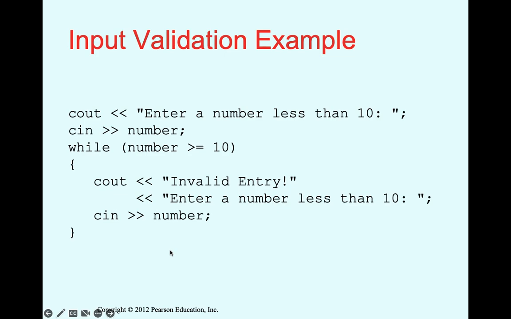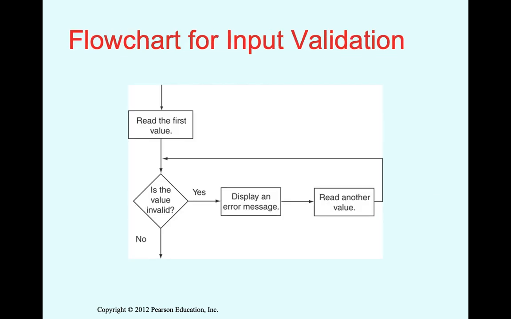So let us take an example. We ask the user to enter a number less than 10. We ask the user to enter the number. If the number is greater than or equal to 10, then we print invalid entry, and again we ask the user to enter a number less than 10 and we do cin for the number. And then we check the condition again. If it's still greater than or equal to 10, we repeat. We print invalid entry and we ask for a new input, and so on. So this is nice because it's a kind of validation. We keep asking the user to enter the correct value if the value is not correct.